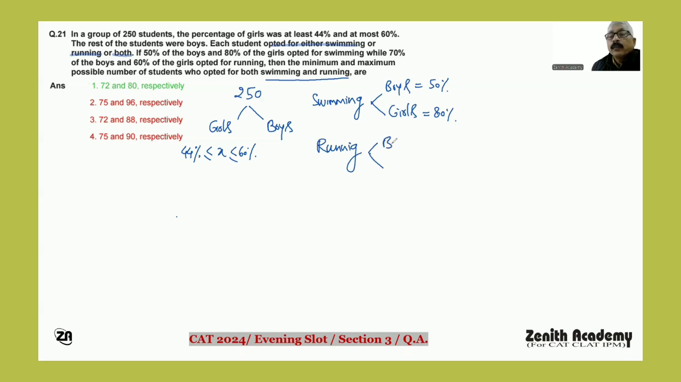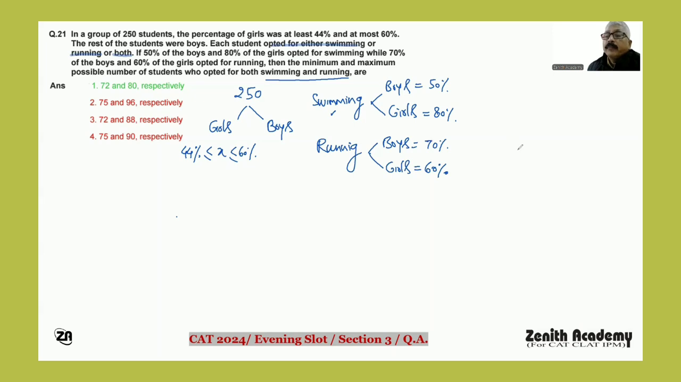While 70% of the boys and 60% of the girls opted for running. So 70% boys and the girls 60%. Then the minimum and maximum possible. So look here, one point is very important. Boys 50% opted for swimming and running 70%.